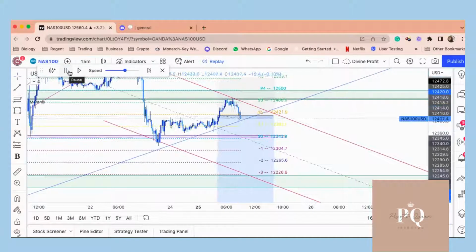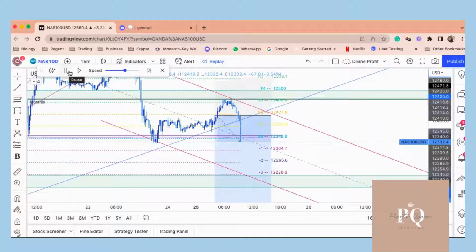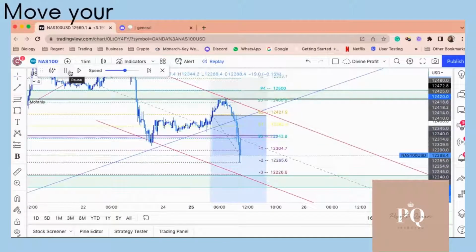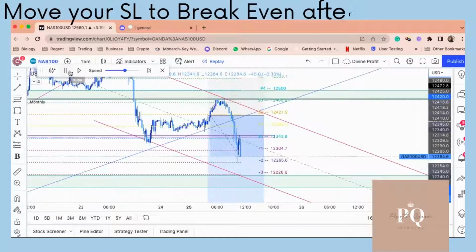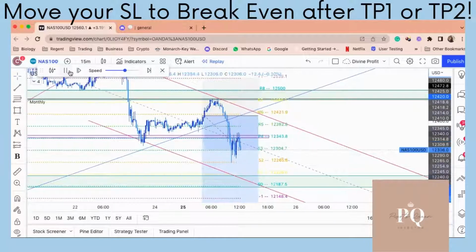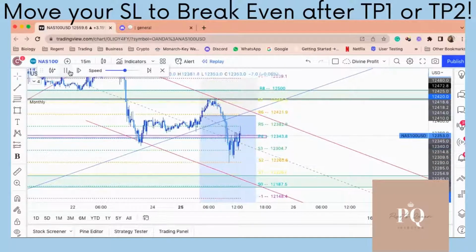But if we let it play out, let's see, we hit TP1. I usually move my stop loss to break even after TP1 or TP2. So my stop loss might have been moved to break even. I might have waited for TP2 for this one in particular.